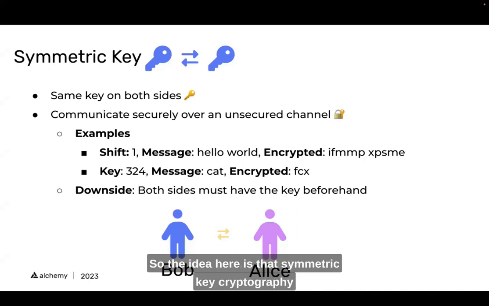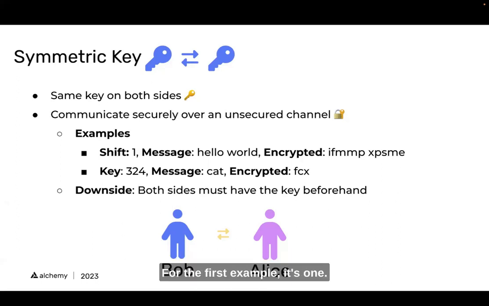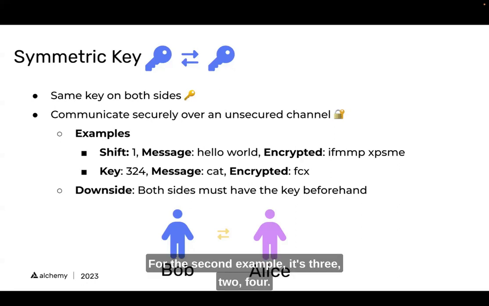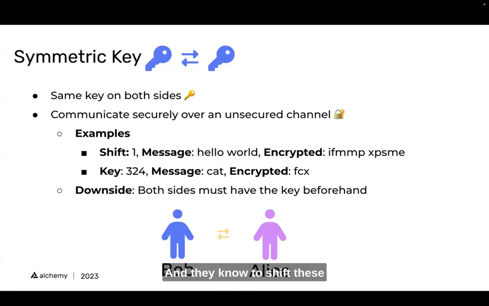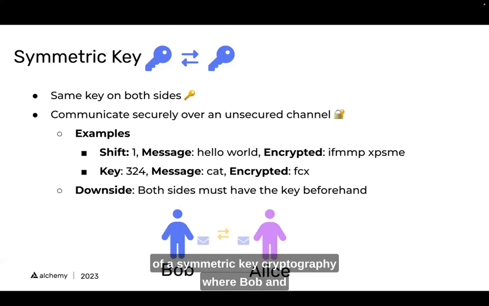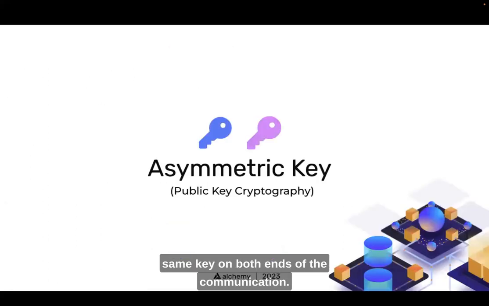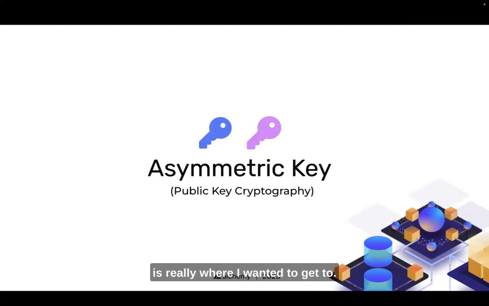So the idea here is that symmetric key cryptography has the same key on both ends. For the first example, it's 1. For the second example, it's 324, and they know to shift these characters over by that key. You could also do other translations, not just shifting the characters over, but this is just a very easy example of symmetric key cryptography, where Bob and Alice want to communicate, and they have the same key on both ends of the communication. So this brings us to asymmetric key cryptography, which is really where I wanted to get to.